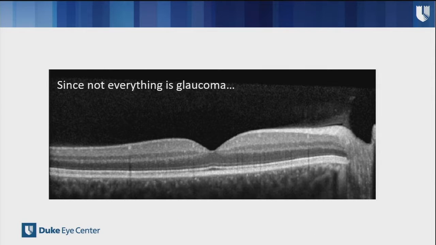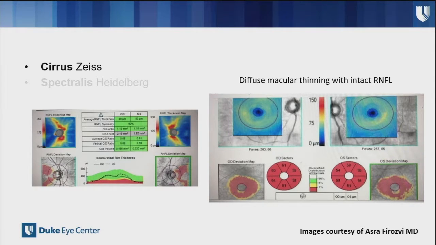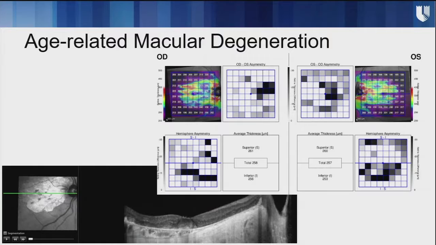Finish with just a couple examples that might not be glaucoma that you might see when you're using the glaucoma protocol of the macula. So this patient has diffuse thinning of the ganglion cell layer, but the RNFL is intact, prompting consideration of non-glaucomatous etiologies. This patient has age-related macular degeneration, so the macular maps are irregular and less helpful for following glaucoma.